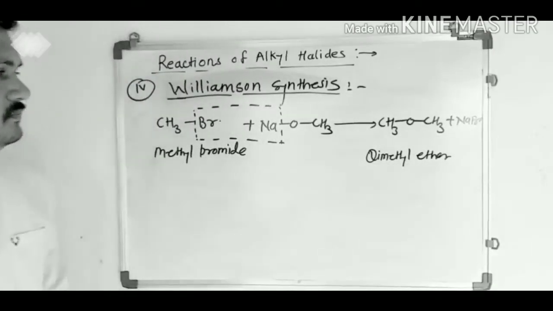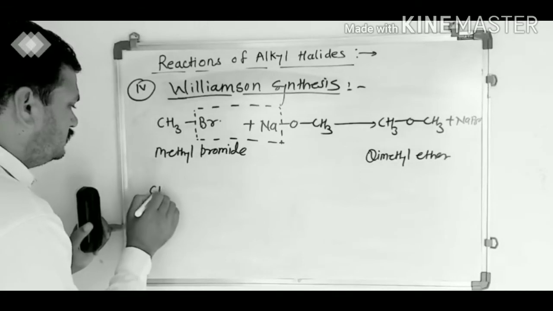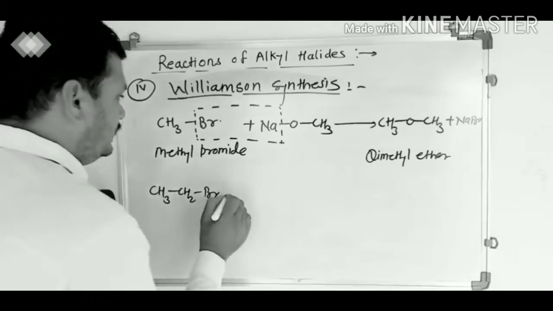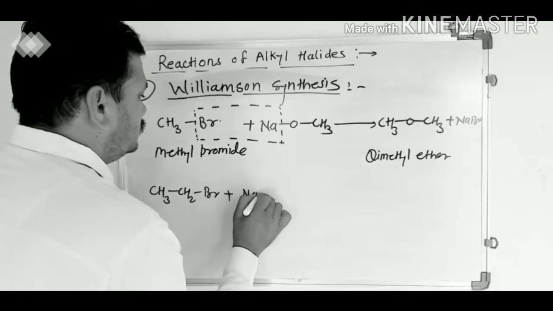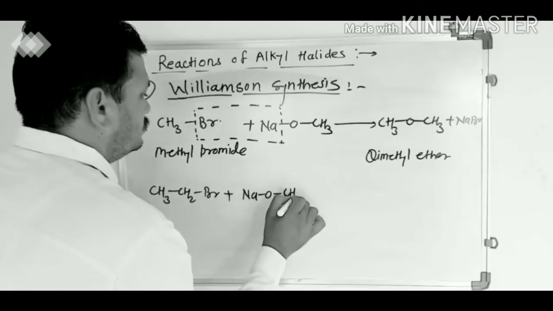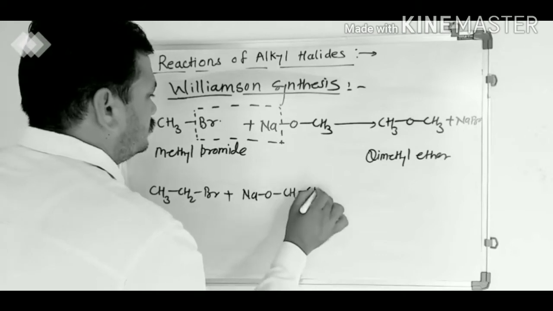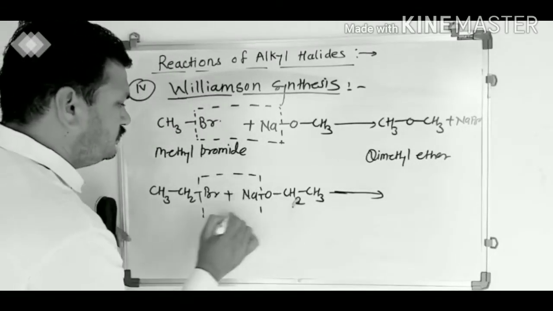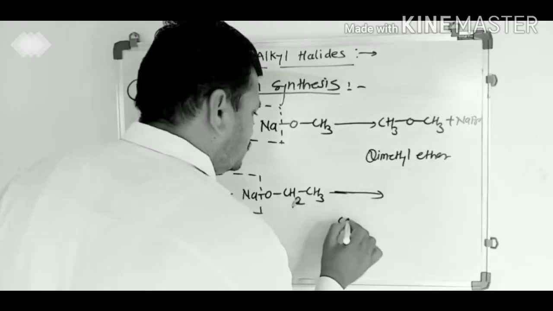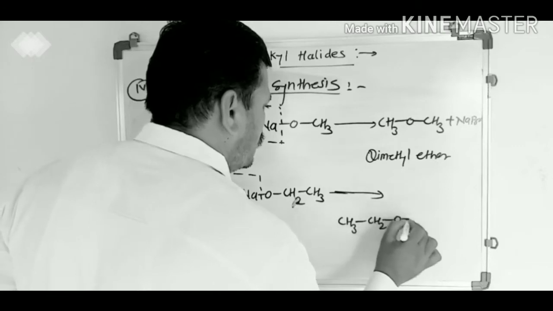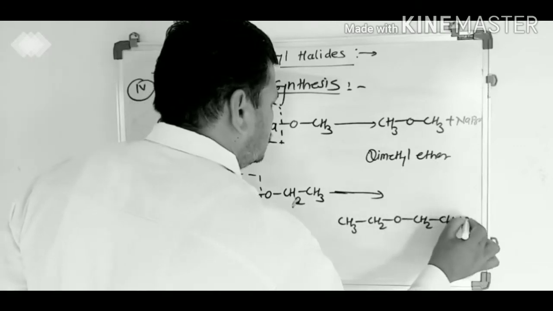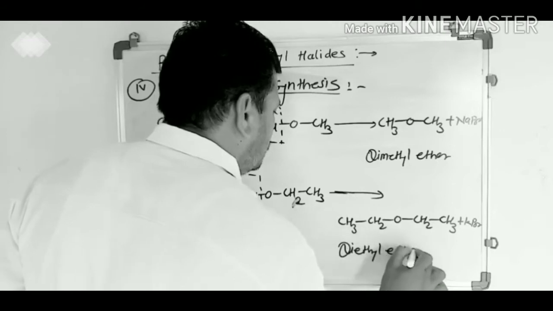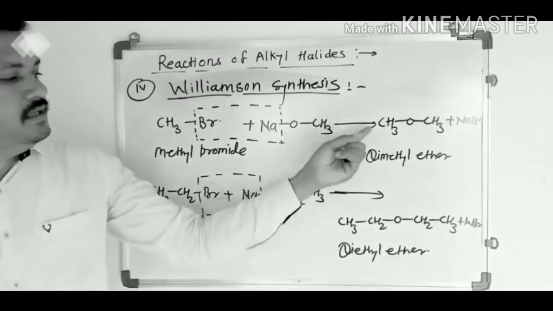ether takes place. Again, when ethyl bromide is treated with sodium ethoxide, then same reaction will take place, and formation of the product is CH3CH2OCH2CH3 plus NaBr is the byproduct. It is diethyl ether.